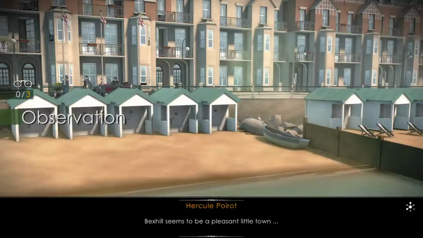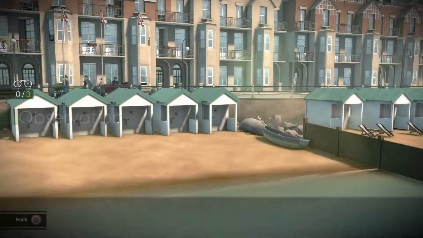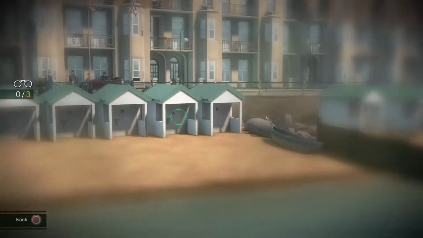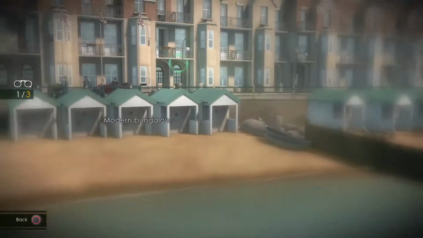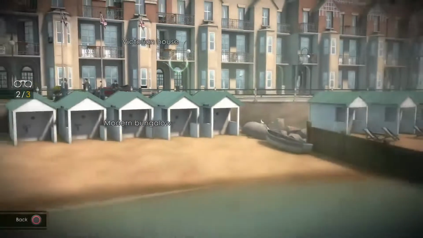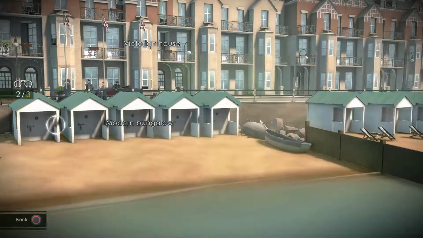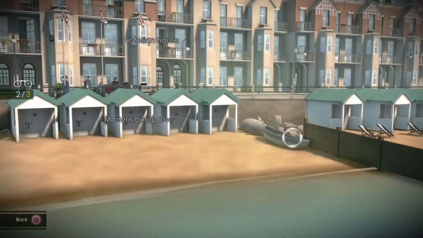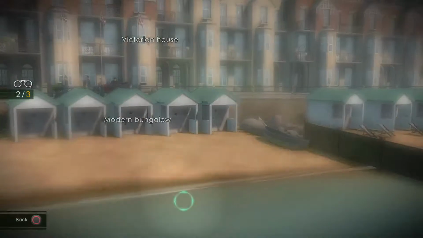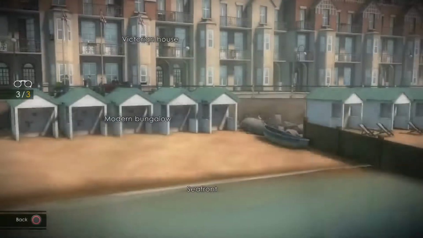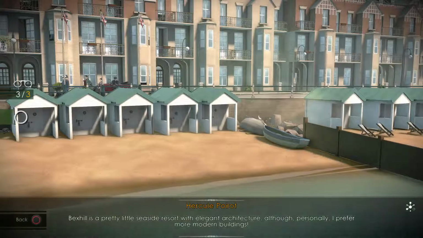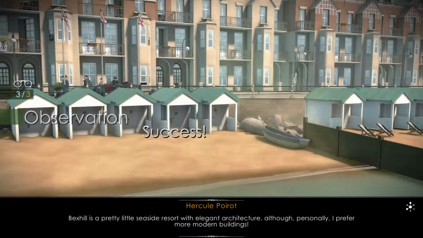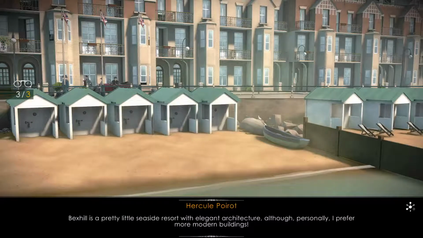Bexhill seems to be a pleasant little town. Bexhill is a pretty little seaside resort with elegant architecture. Although, personally, I prefer more modern buildings.